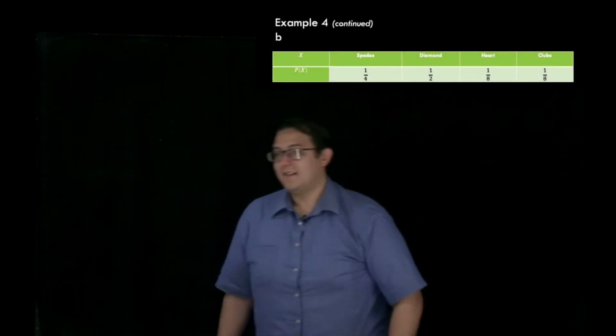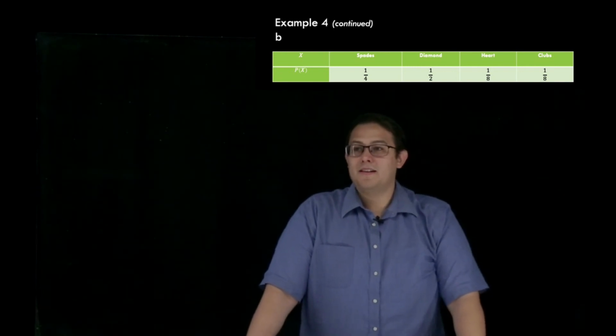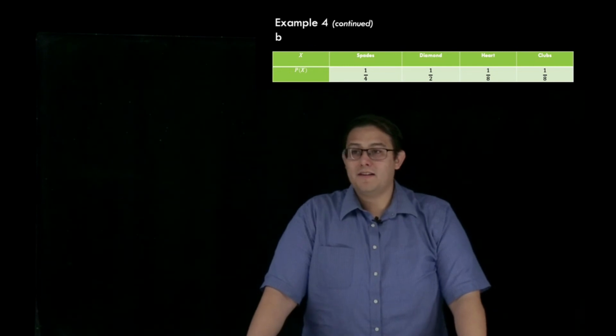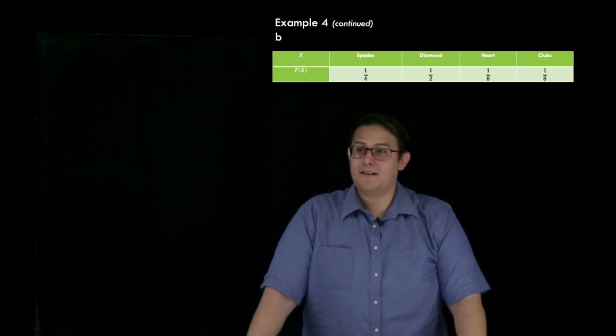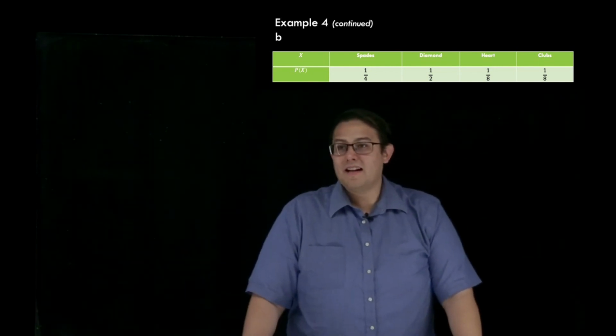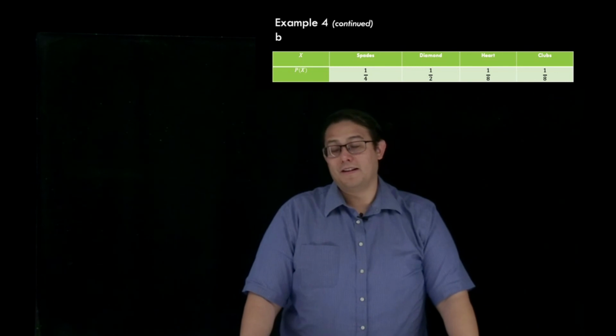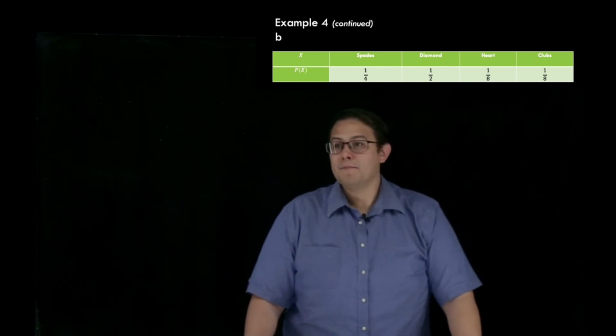All right. So for example 4b, here we have another probability distribution. Note that our variable is not quantitative. It is qualitative or categorical, right? So X here is going to be spades, diamond, hearts, or clubs, which are things you could draw out of a standard deck. And in this deck, it looks like they pulled some cards out of this deck based off these probabilities.